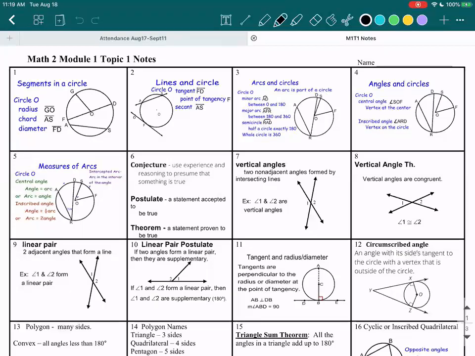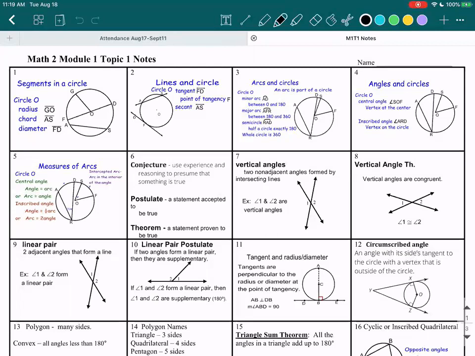All right, so we're looking at Math 2, Module 1, Topic 1 notes, and we're going to do the first page today. We're not doing all of it. So for today, we're going to do the circle stuff, circles and angles. If you look at box number 1, the first box, we have segments in a circle.